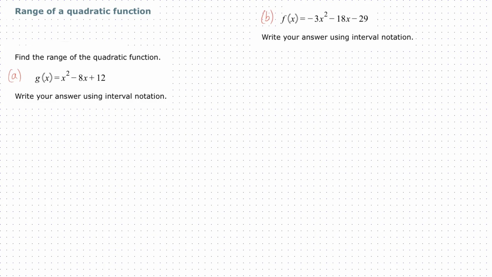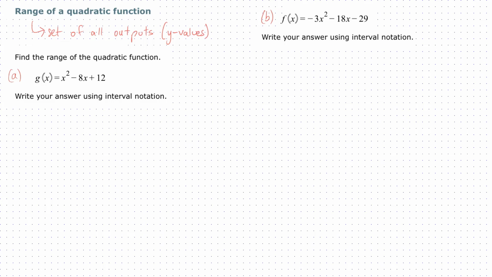Now you've got to remember the range is actually the set of all output values, or the set of all outputs. In this case, remember the outputs are the y values. For part A, they are the g of x values. We're going to find this by completing the square and finding the vertex.